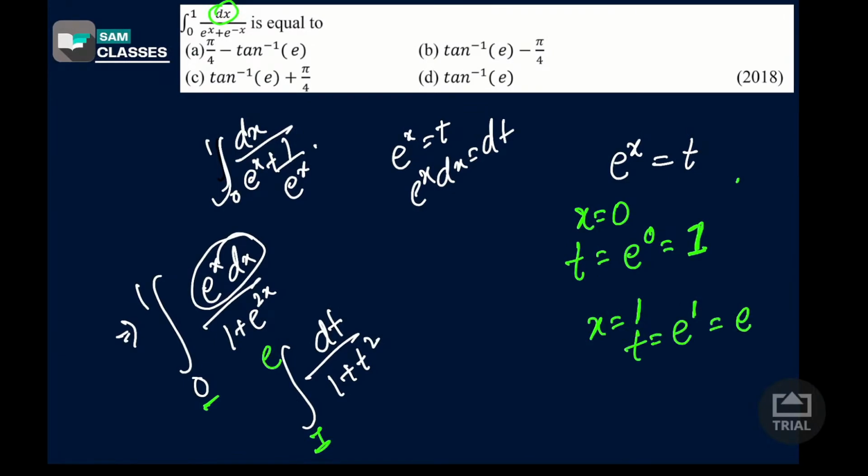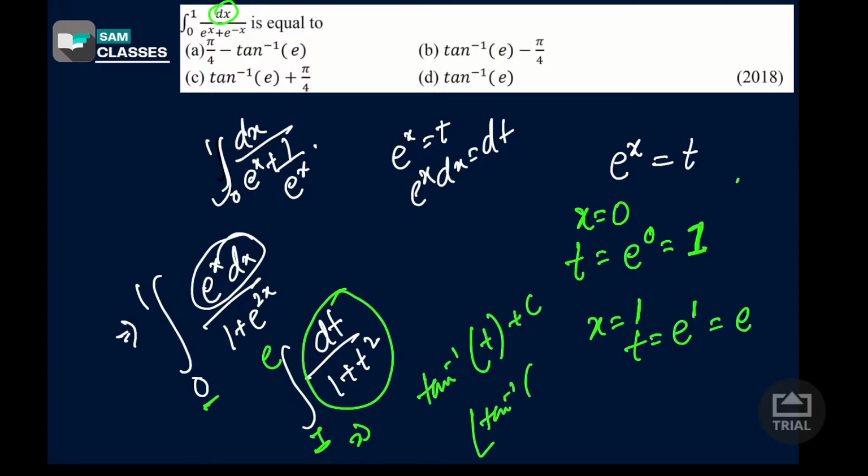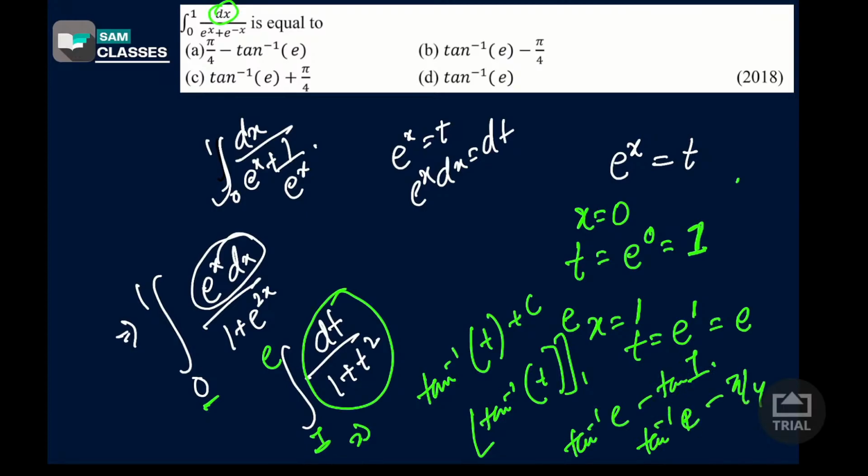So, done. If I integrate this, I'll get tan inverse t plus c. So, that is equal to tan inverse t from 1 to e. Now, if you want, you can put the value. So, that is equal to tan inverse e minus tan inverse 1. Everybody knows tan inverse 1 is what? Pi by 4. Done. Clear? So, what we got? Tan inverse e minus pi by 4.